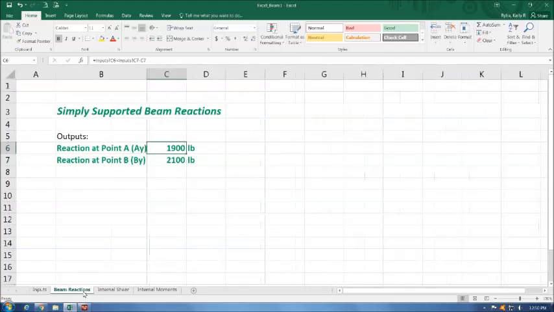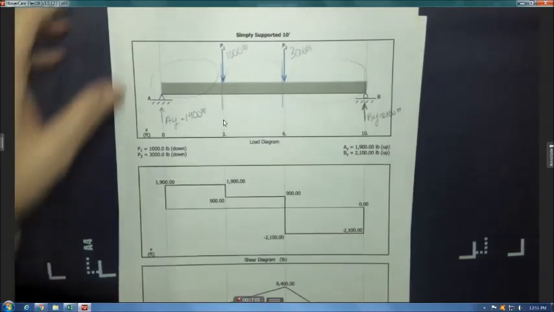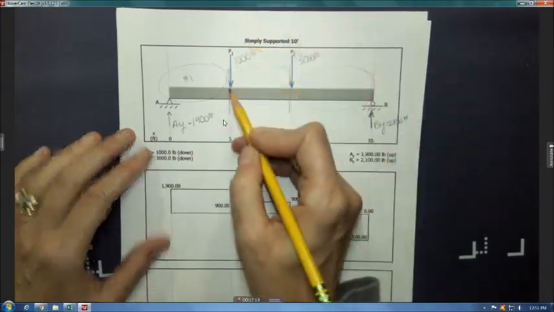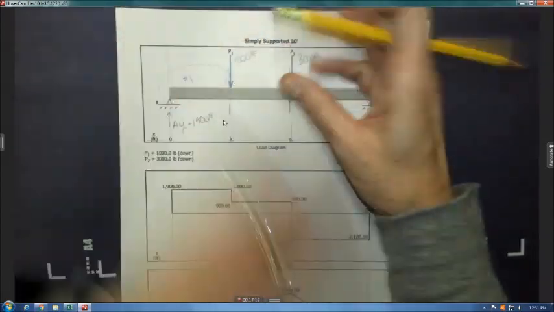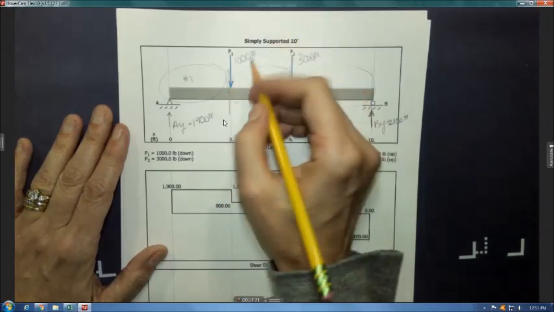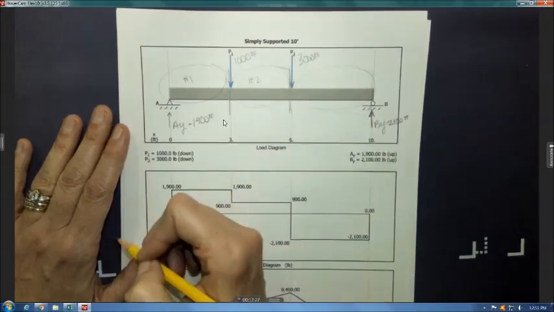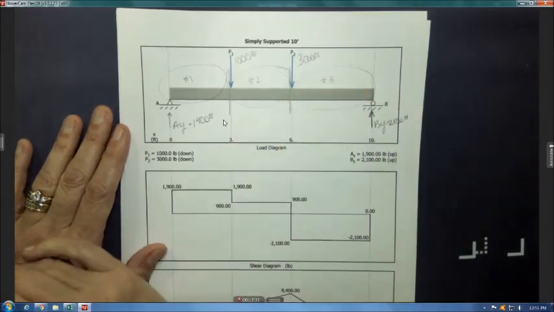I've got those done. Now what I want to do is start determining what my shear and my moments are at any one of those sections that I'm in. So if I go back to here, as I said earlier, I identified the first section just before P1 as my section number 1. Then the next section is going to be section number 2, which will include P1, but just before P2. And then the last section will be number 3, which will be this section over here.